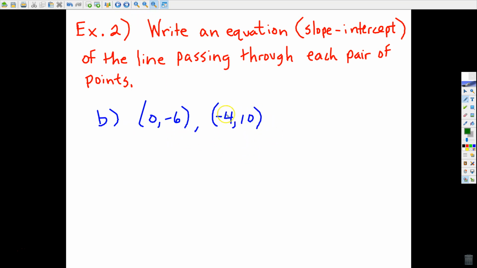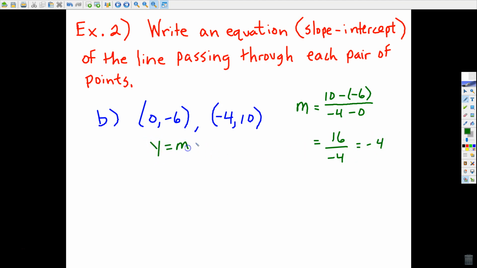Once again, when you're not given the slope, you're going to have to find the slope using the slope formula. 10 minus negative 6 divided by negative 4 minus 0. 16 divided by negative 4 is negative 4. Okay, let's go to y equals mx plus b and pick. Since I picked the first one last time, I'm just going to pick the second one this time.